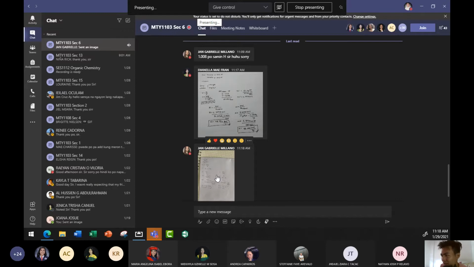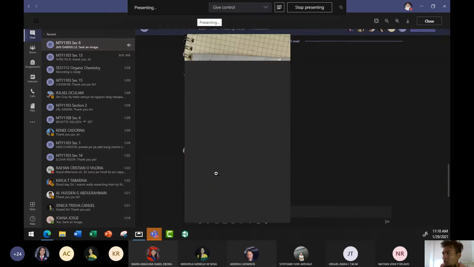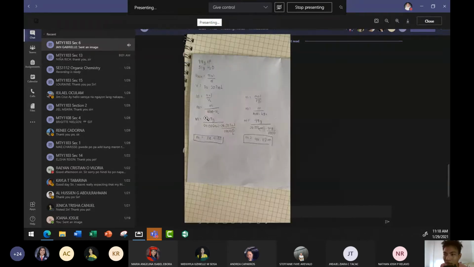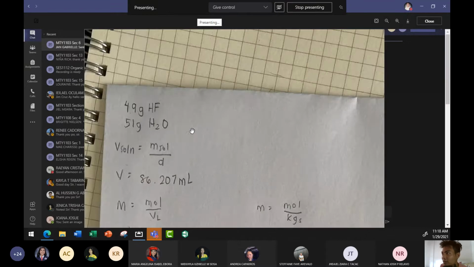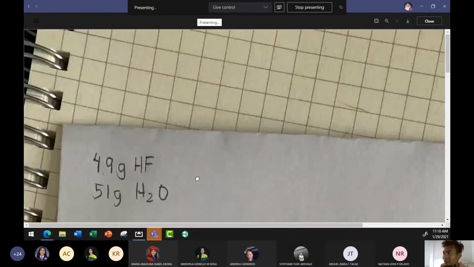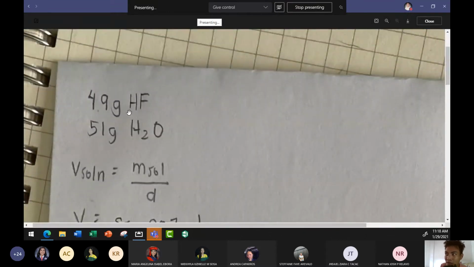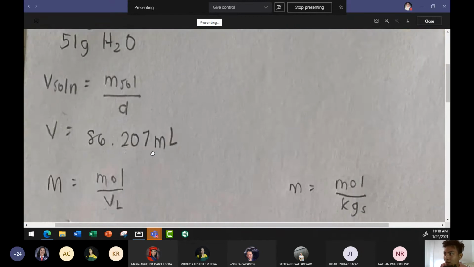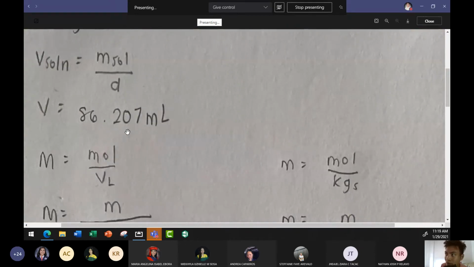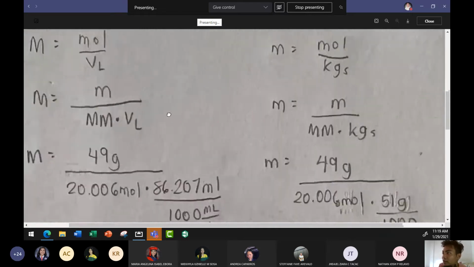Okay, so let's have Jan Gabriel's. Okay, so we have 49 grams HF, 51 grams H2O. And this is the volume of the solution. Paano? Mass ng solution divided by the density. Okay. Then, yan.